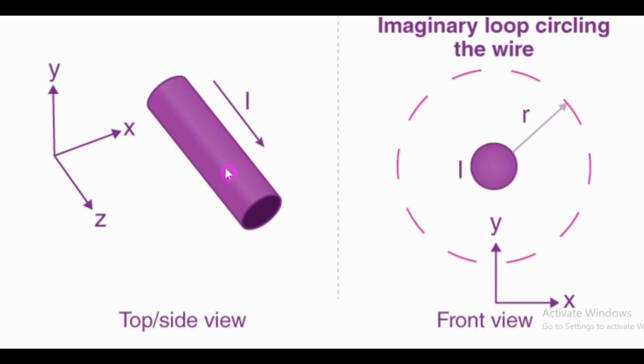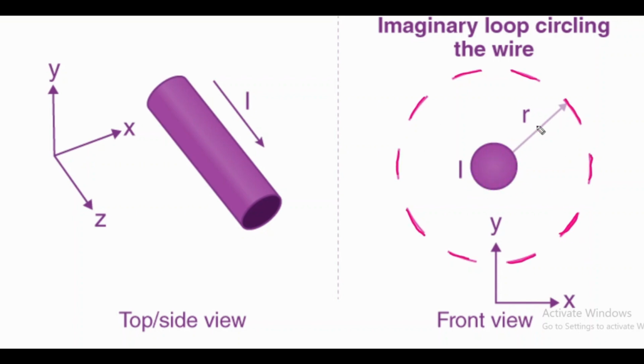We have that same scenario. This was the conductor. The current was flowing in that conductor. And here we take the Amperian loop around this current carrying conductor. So this is the Amperian loop with this pink color. And this is the conductor.